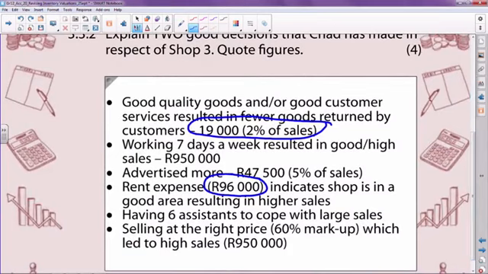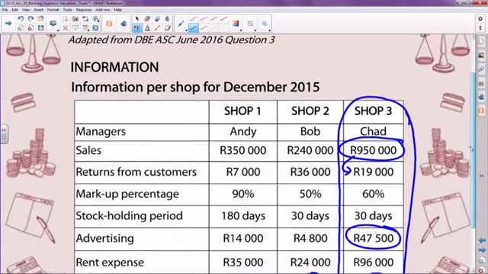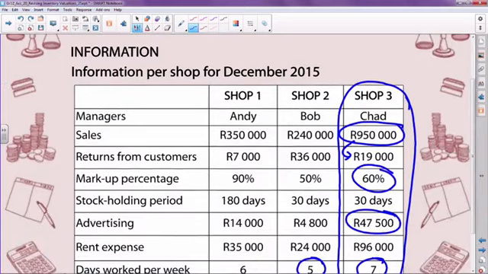Yes, the positioning of your business, clearly probably in a high traffic area where the feet are coming in, and obviously that results in higher sales. And then you're selling at the right price. You're using a markup of 60%, which led to the high sales of 950,000. Let's identify that. There goes. 60% obviously seems to be the right percentage to use. Why? It's resulting in sales of 950,000.